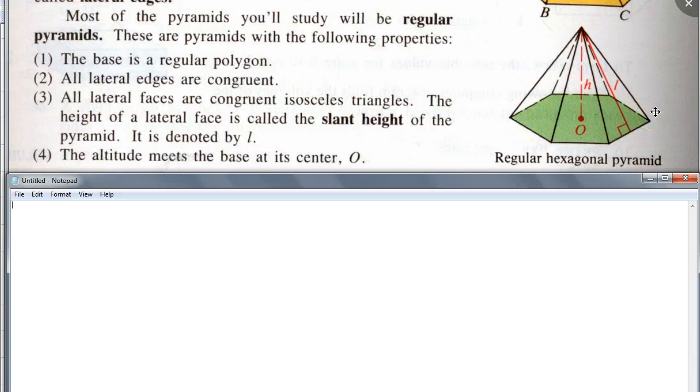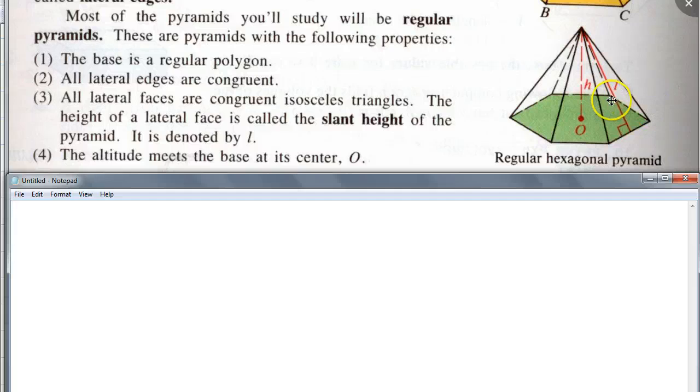Yes, sir? Find the area of the what? Lateral area. Yeah, to find the lateral area, that's what you're going to need. Right? You're not going to really need the height. Well, actually you do, sort of, because it depends on what kind of question they give you.